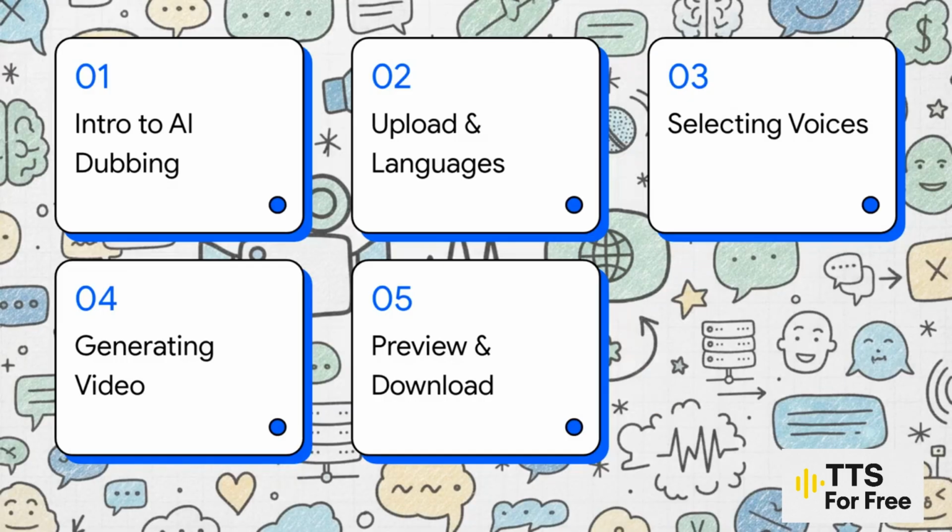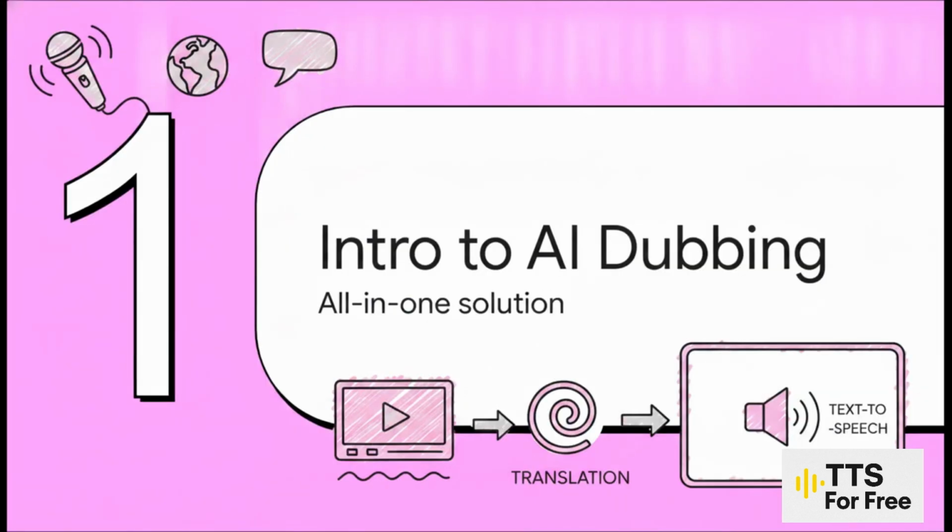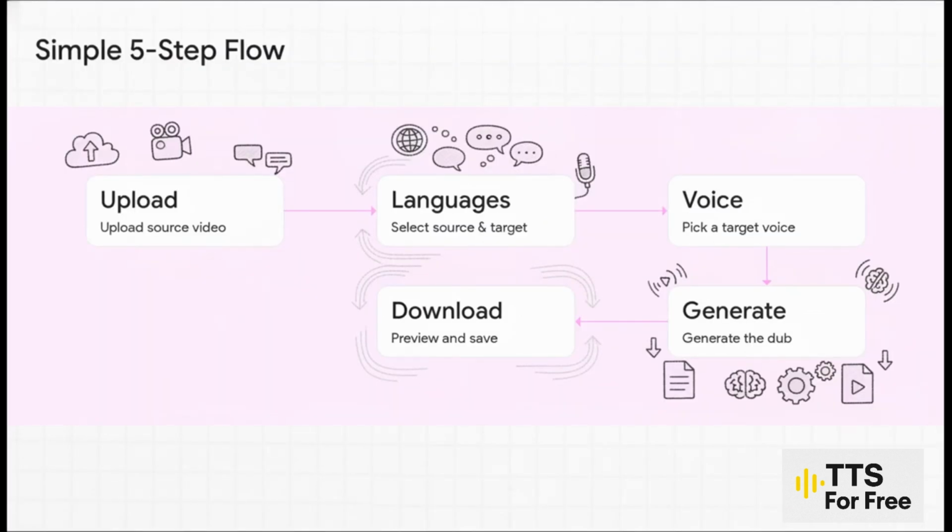Okay, so here is our roadmap for today's explainer. First, an introduction to AI dubbing. Then, we'll cover uploading in languages, selecting voices, generating the video, and finally, previewing and downloading your finished files. Let's jump right into Section 1, Introduction to AI Dubbing. So, the platform we are checking out today is called TTS For Free, specifically their AI video localization tool.